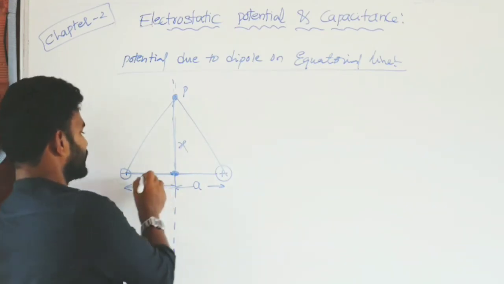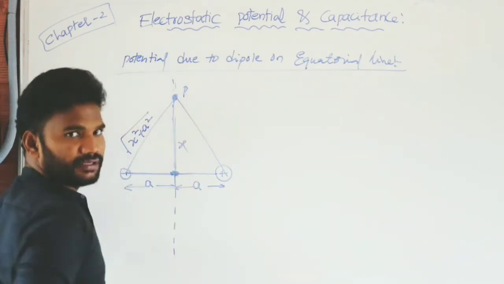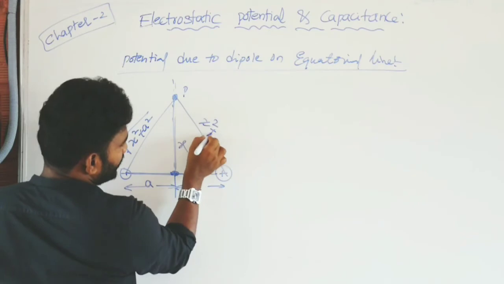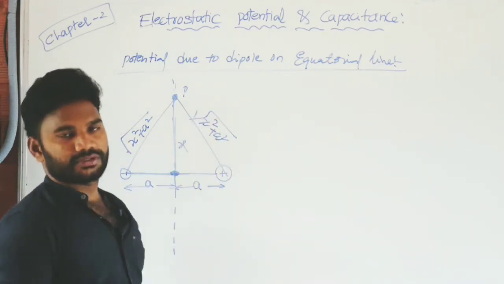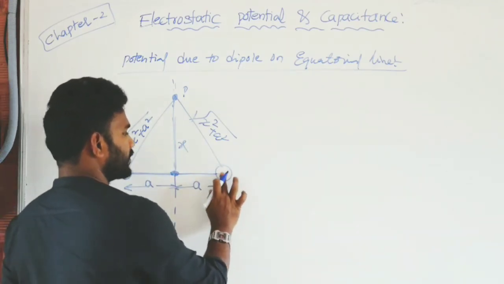And then, what is this? Square root of x square plus a square is the distance between P and the positive charge. And here also square root of x square plus a square is the distance between P and the negative charge. Negative charge, positive charge, both. So once you know the values, what do we have to do here in this case?